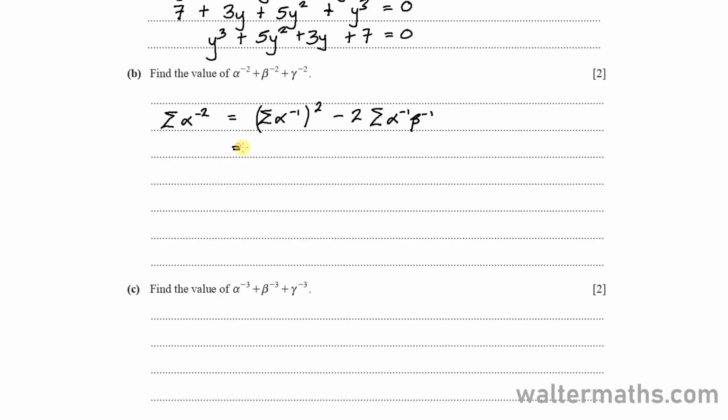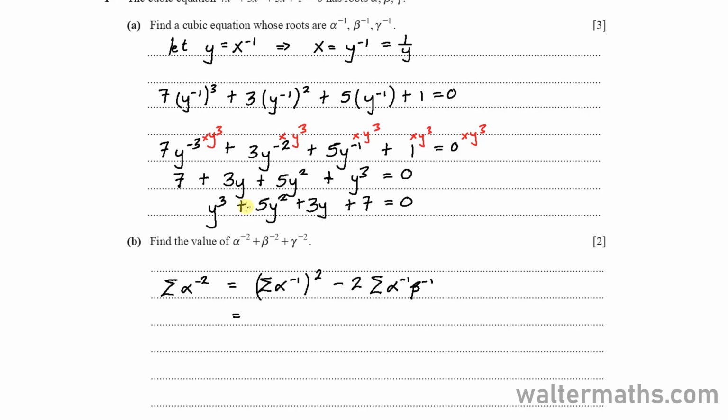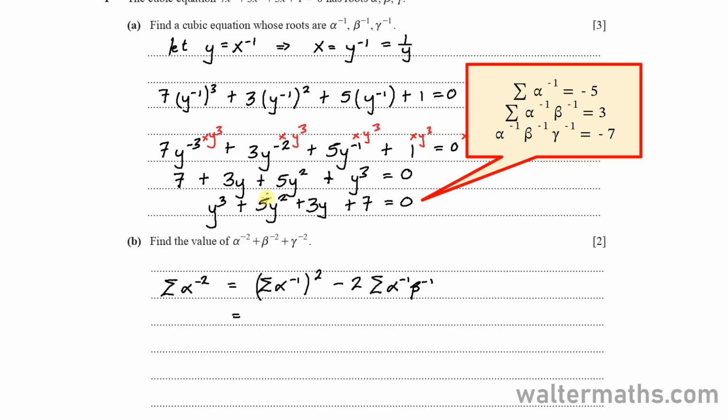Now, here, the sum of roots of the form alpha to the power minus 1 is the sum of roots of this cubic polynomial equation that we formed in part A. So this will be minus b over a. B is the coefficient of y squared, so that will be minus 5 over 1. So we have minus 5 for that.